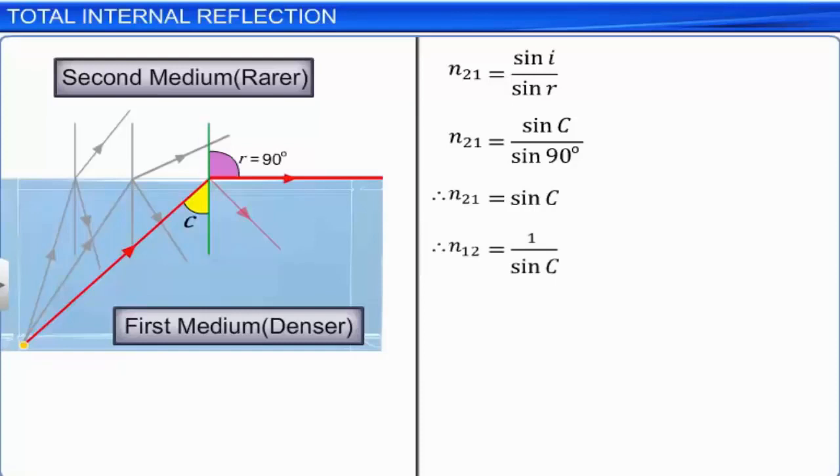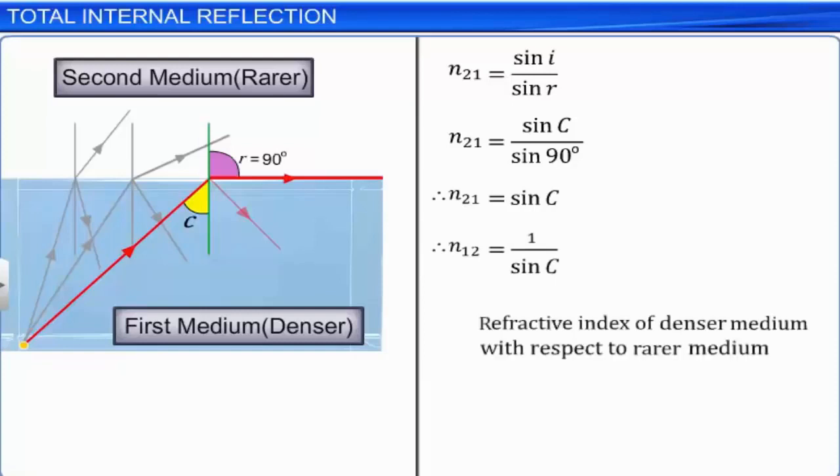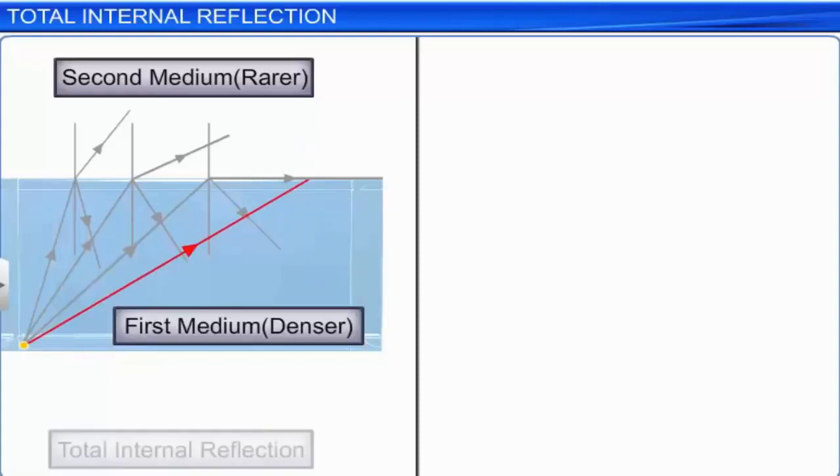If the angle of incidence is made larger than the critical angle, the incident light cannot refract to the rarer medium and is completely reflected back into the denser medium. This is known as total internal reflection. Since there is no transmission of light to rarer medium, light gets completely reflected back to the denser medium. That is, it gets totally internally reflected.